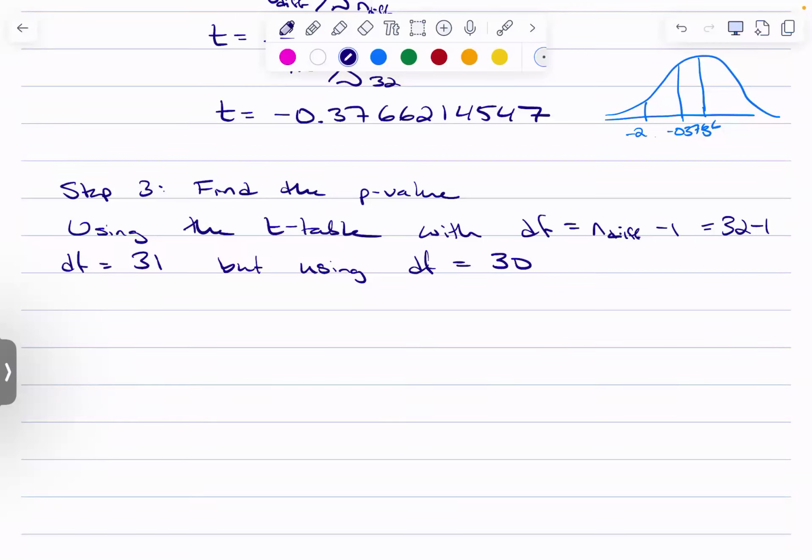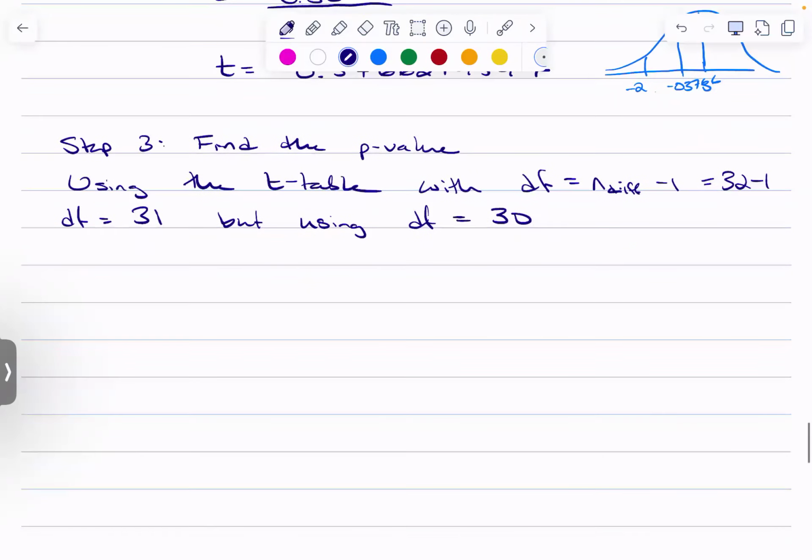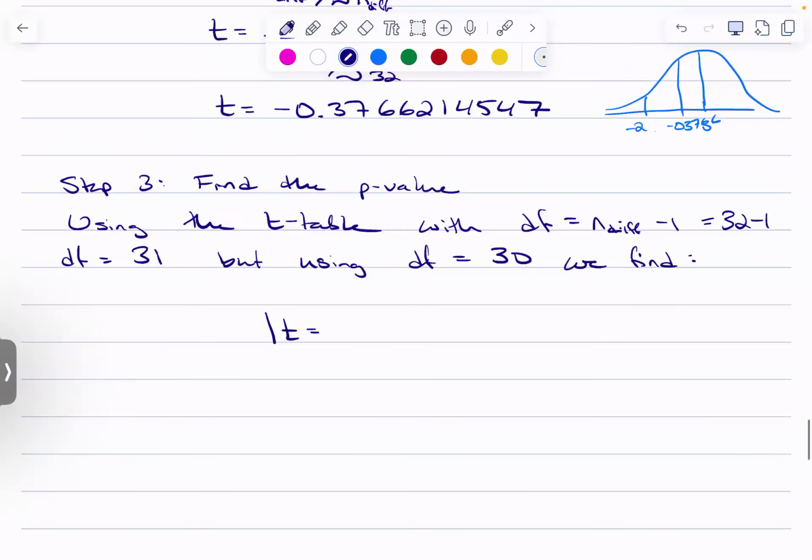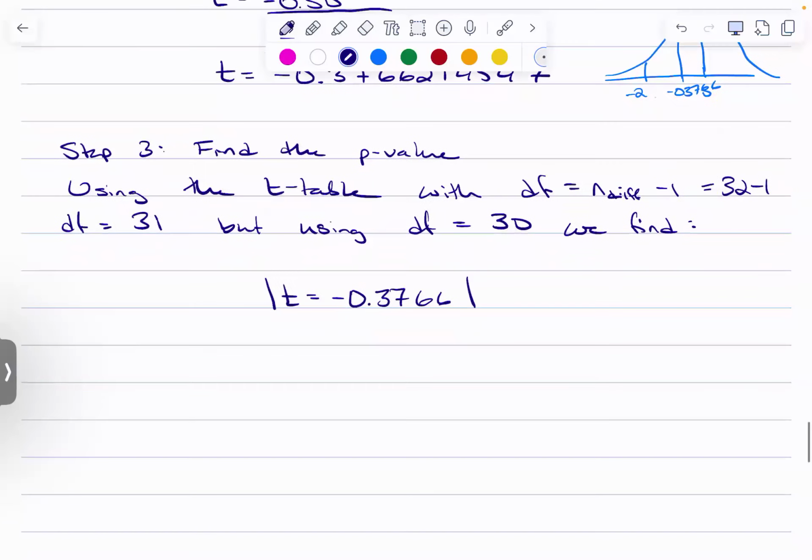We've already done this work, but remember, on the test, you'll only have done one of these, so you're not repeating the work. Using 30 degrees of freedom, we use the same setup that we have been using. I put my calculated T, my test statistic, in the center: the absolute value of T equal to 3.766. Let's keep 4 decimal places there. As long as you keep at least 3, I'm happy.